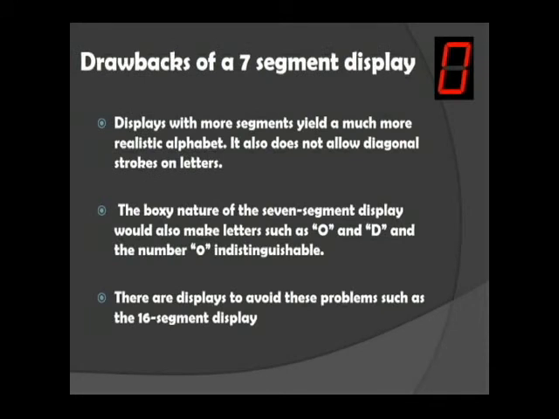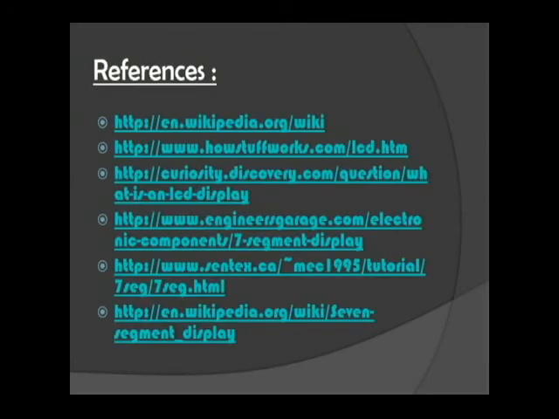There are some particular drawbacks of a 7-segment display. Displays with more segments yield a much more realistic alphabet. The 7-segment display does not allow true descenders on letters such as G, J, P, Q, and Y. It also does not allow diagonal strokes on letters. The boxy nature of the 7-segment display would also make letters such as O and D and the number 0 indistinguishable. There are displays to avoid these problems, such as a 16-segment display.